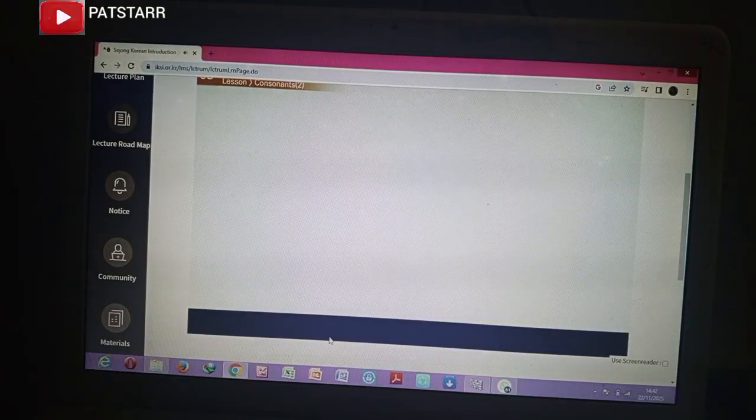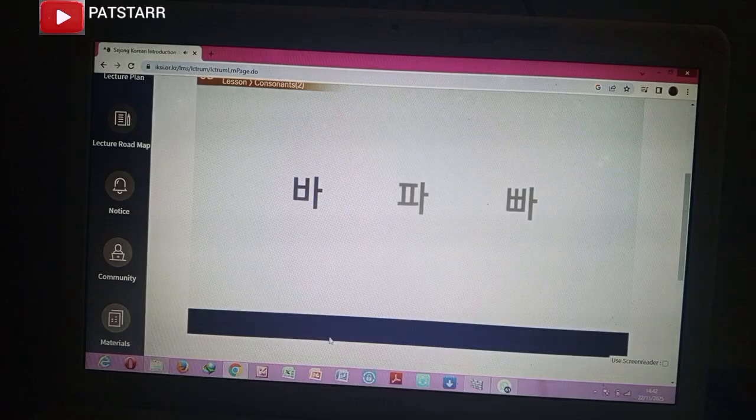Let's continue. Here we have pa, pa, and ba. Pa does not require much air, while pa has us pushing a lot of air out. Ba does not have us pushing much air out, but we should put more stress on our vocal cords.